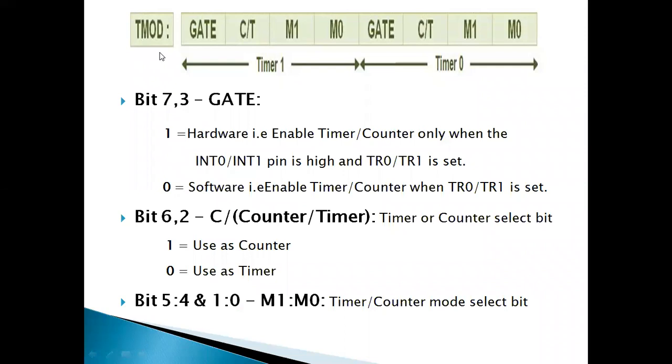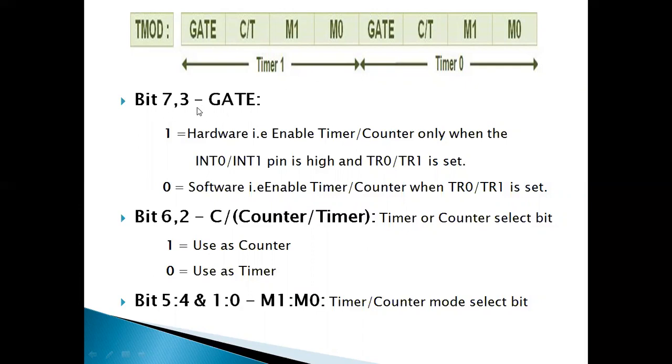And this is the TMOD register that we have seen. This is also an 8-bit register. The TMOD register is the timer mode register. In this, you can observe the lower nibble and the upper nibble contain the same 4 bits, but the lower nibble is for timer 0 and the upper nibble is for timer 1.